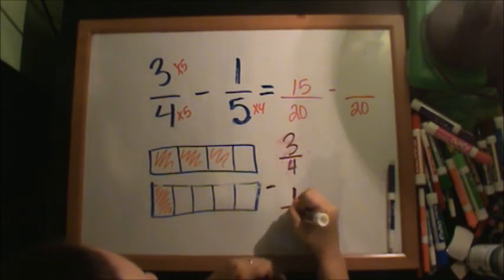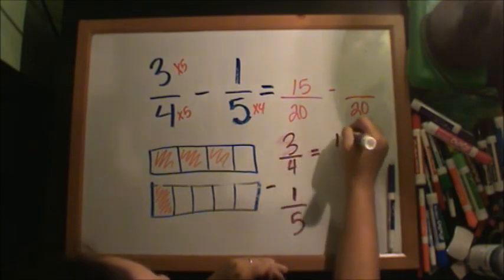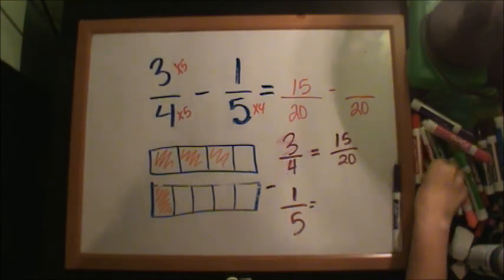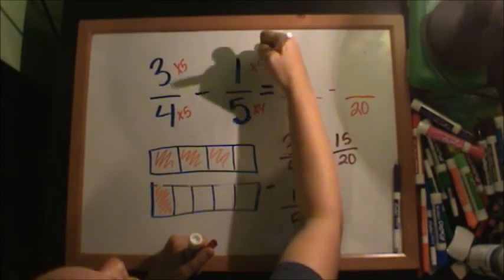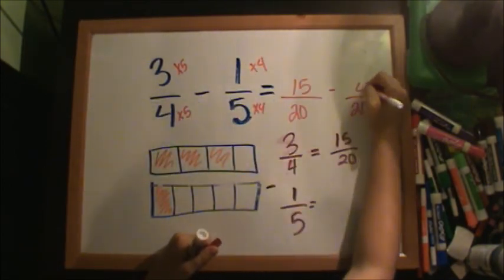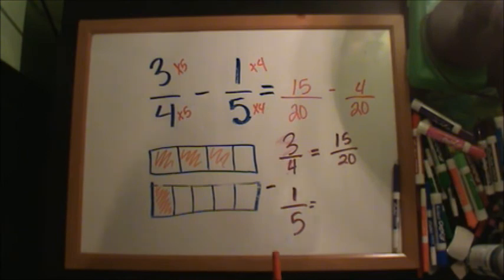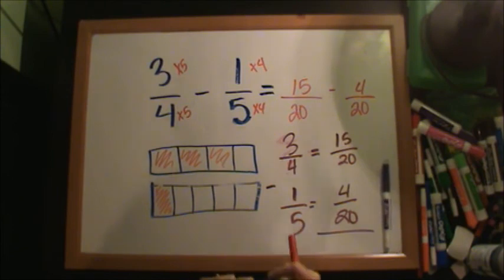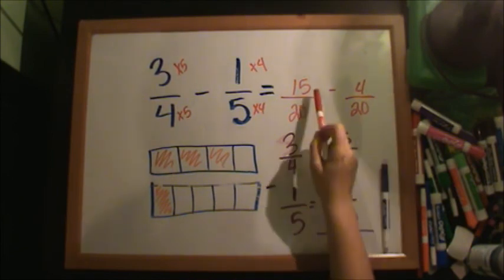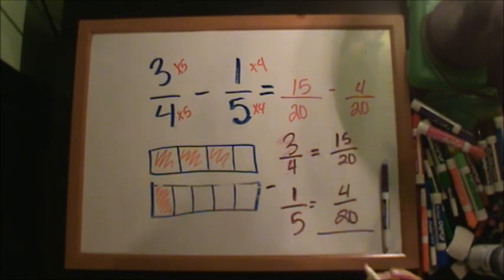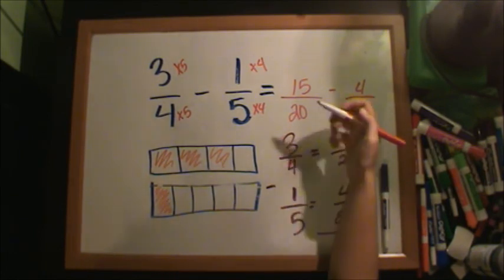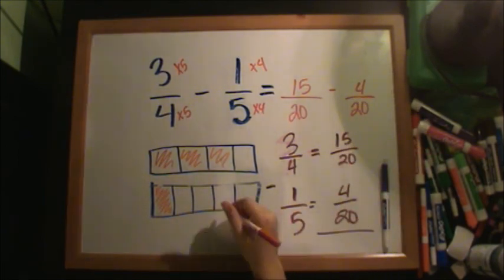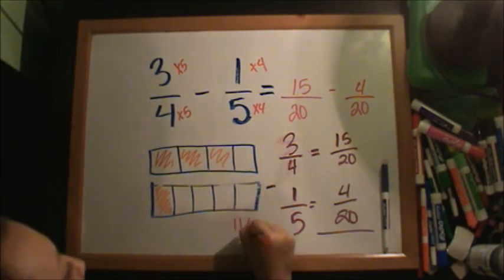Three-fourths minus 1/5. So this becomes 15/20, and this becomes 1 times 4. What you do to the bottom, you have to do to the top. 1 times 4 is 4. So 1/5 becomes 4/20. So now we can look at it as a subtraction problem with just the numerators. What's 15 minus 4? So a while ago it was just an addition problem, so we said 15 plus 4, but now it's 15 minus 4. So that's all we have to do. 15 minus 4 gives us 11/20.